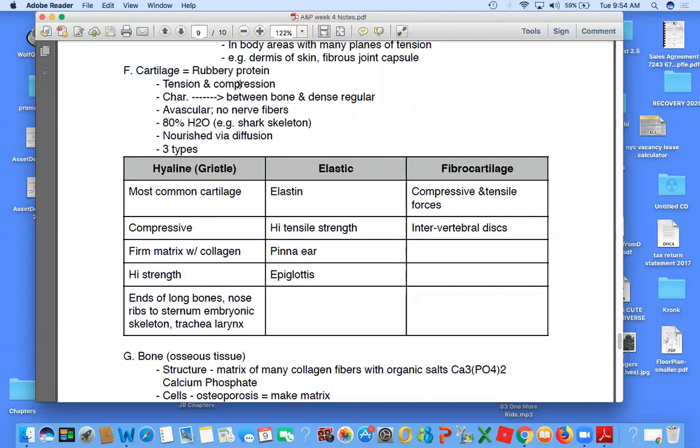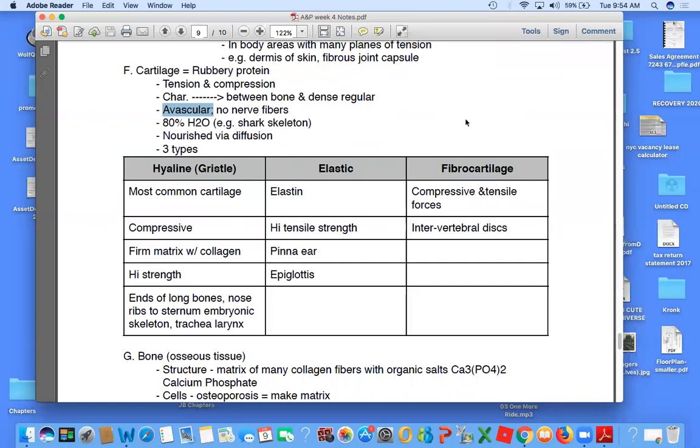Cartilage resists tension and compression depending on the type of cartilage it is. And cartilage is mostly water, 80% water. It has no nerve fibers, and it's avascular. Avascular means no blood vessels. Write that word next to the word avascular, no blood vessels. And it is nourished by diffusion, right?